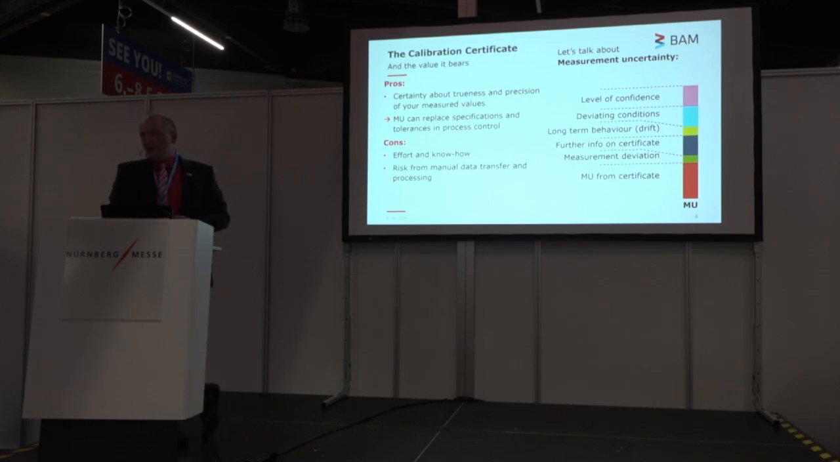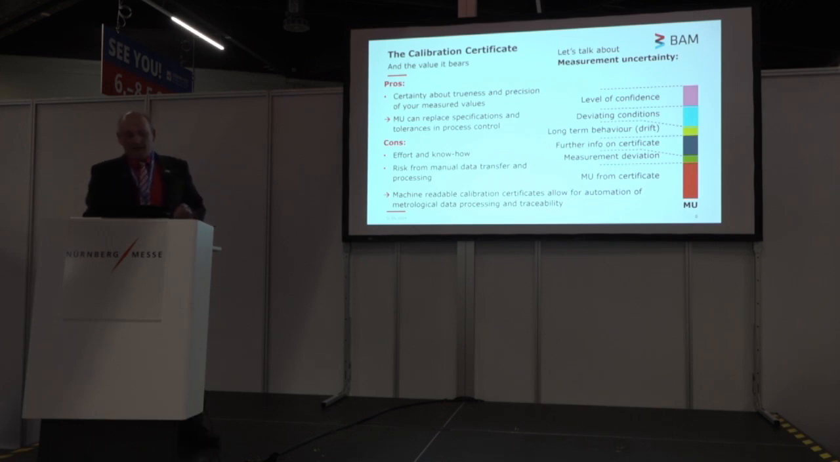And this is exactly where the DCC comes in. If we have the data from a calibration certificate provided in a machine-readable and machine-interpretable format, we can tackle those cons. We have no effort because everything can be automated. The know-how needs to be there only once when you plan how to use the certificate, and the risk from the data transfer and processing has actually vanished. So we hope that if we can reduce or even get rid of these cons, then everybody can take advantage of these advantages of the calibration data.